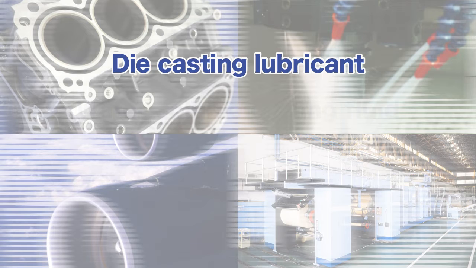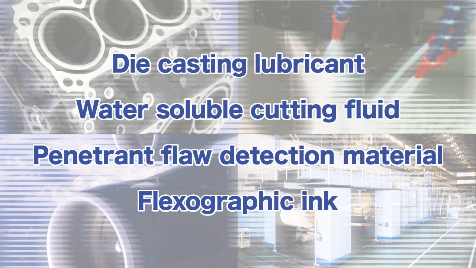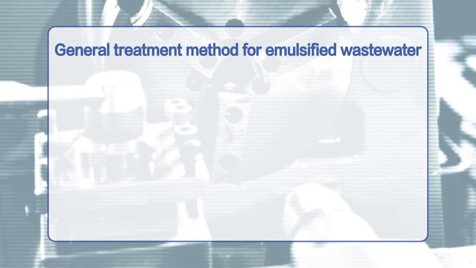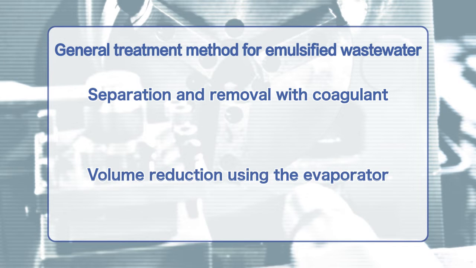In processes such as aluminum casting, metal processing, non-destructive inspections, and printing on cardboard, the emulsified wastewater generated has a high environmental impact and cannot be discharged without treatment. The treatment is generally entrusted to an industrial waste disposal company, but the measures implemented also include separation and removal using a coagulant and the reduction of the wastewater volume in an evaporator.